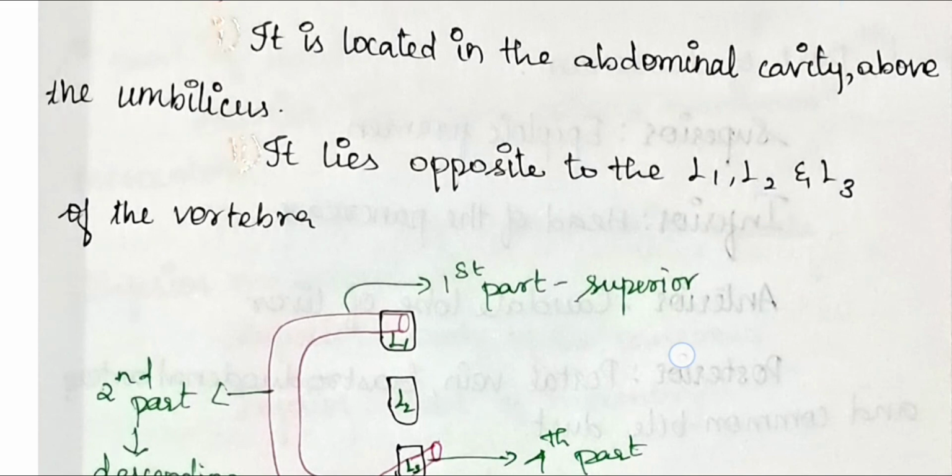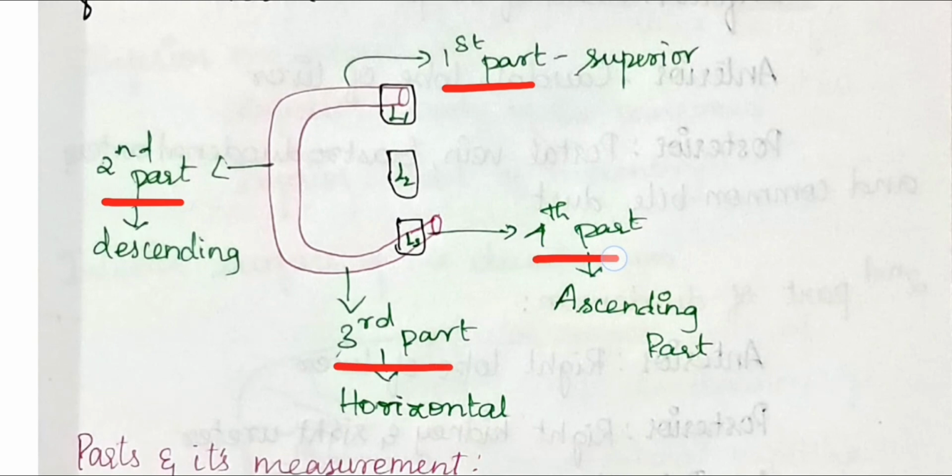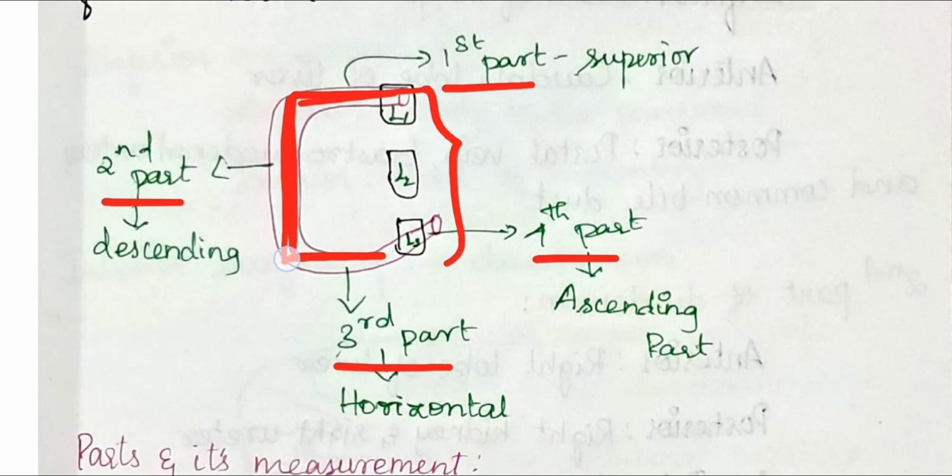Here you can see the parts of the duodenum: first part, second part, third part and the fourth part, and it lies opposite to L1, L2 and L3. The first part is the superior part, the second part is the descending part, the third part is the horizontal part and the fourth part is the ascending part. These are the four parts of the duodenum.